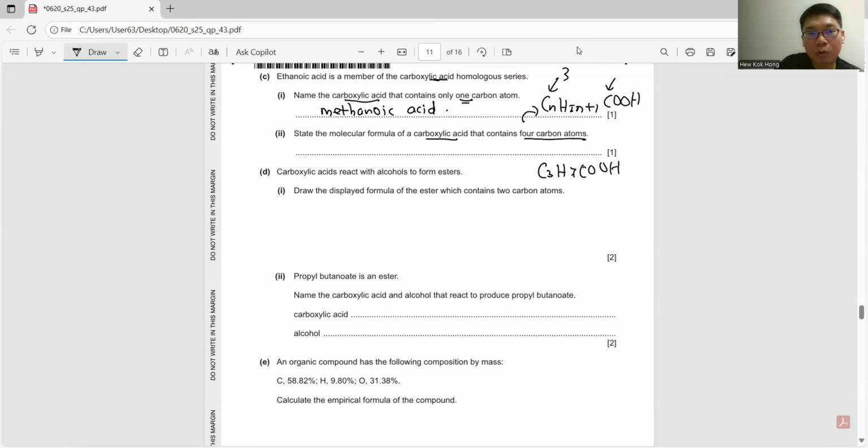But they ask for molecular formula, means how many carbon, how many hydrogen, how many oxygen. So we count, C have 4, H have 8, O have 2. This is the molecular formula. Or you can draw it out and then count one by one. You can count like this also, no problem.